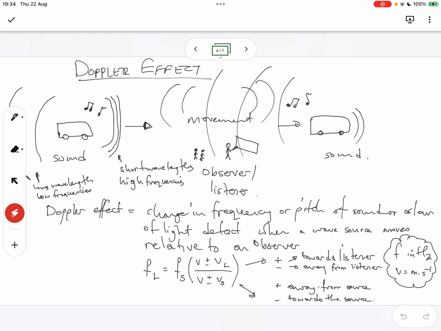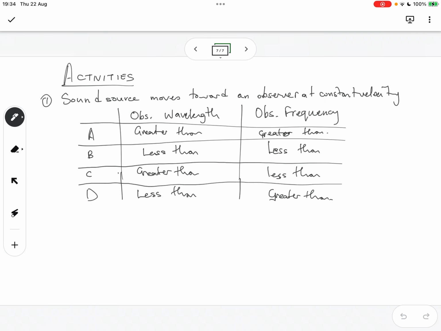So it's going to be that minus that, right? And then the sound, the observer, it's just the speed of sound, because that one is 0 there. So let's just write the formula again. So it's FL equals FS, V plus minus VL, over V plus minus VS, right? So this tells us that that is 0.